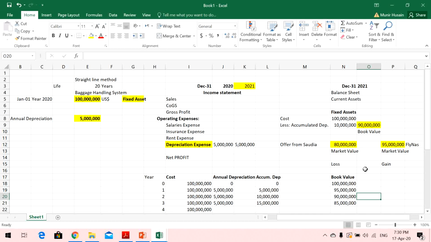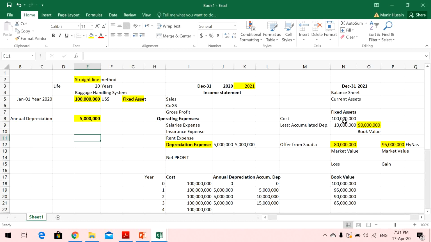So I will summarize. You should know how to calculate annual depreciation. How did we calculate this one? Cost divided by 20 years, which was the life. In this example we used the straight line method. We'll discuss later on; we have some other methods as well. This is our depreciation for each year, which will go to our income statement every year.